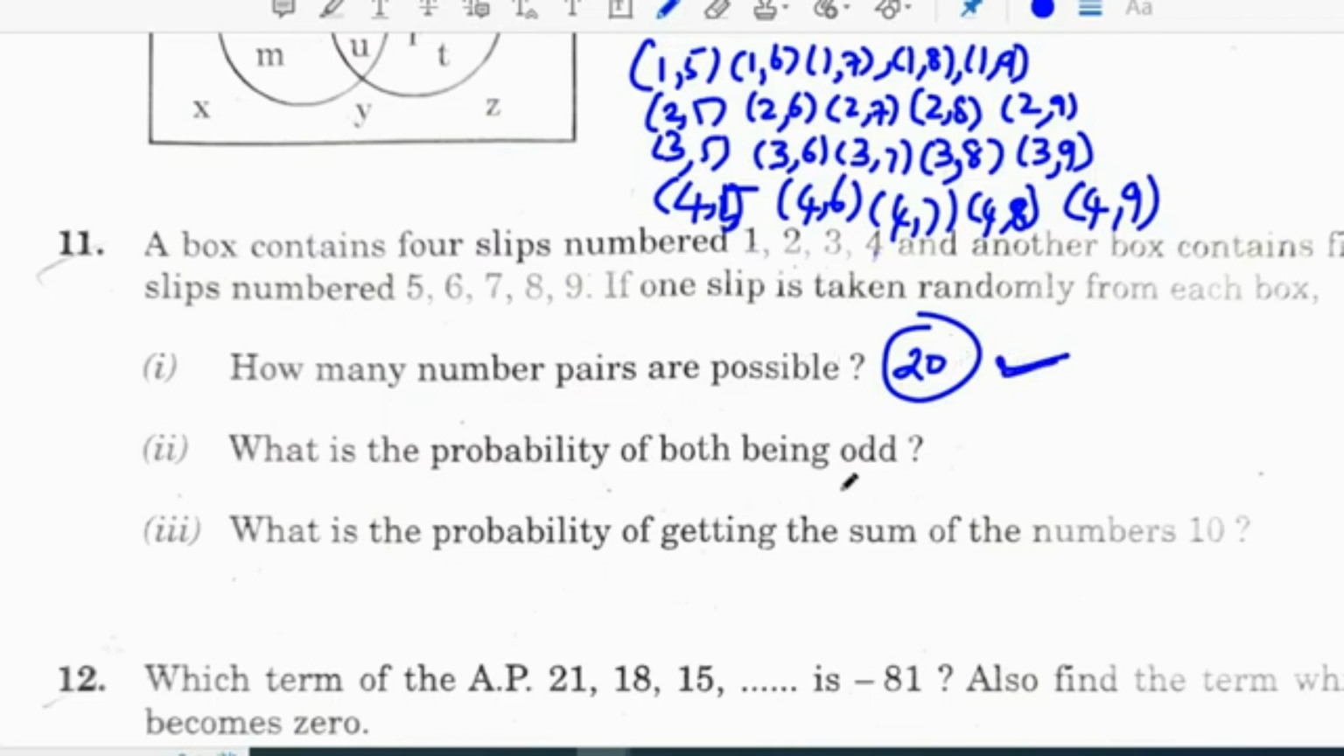What is the probability of both being odd? So we'll check the odd numbers. Here 1 5 is odd, 1 7 is odd, 1 9 is odd.